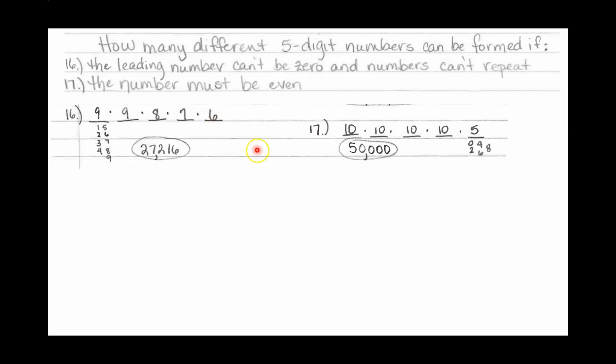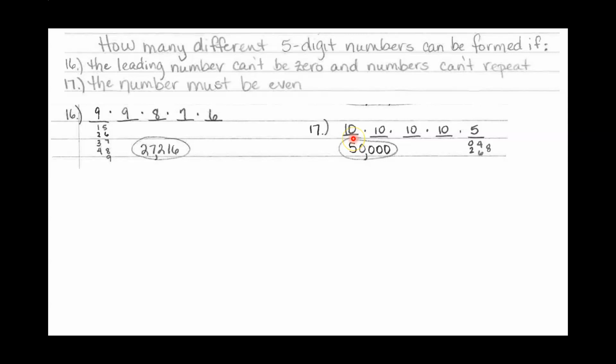All right, then for number 17, it says, what if the number had to be even? So you can see it's a totally different question. How many different 5-digit numbers can be found if the number has to be even? So we don't have to worry about the leading 0 and not repeating. That was a different scenario. The only restriction on this 5-digit number is that it has to be even.